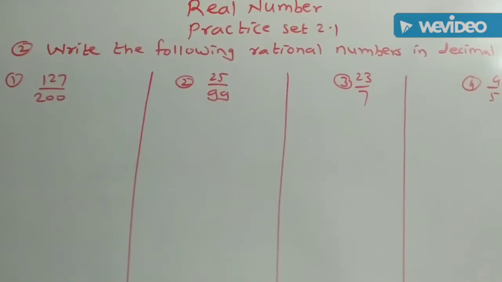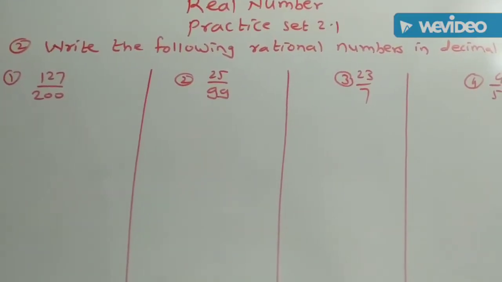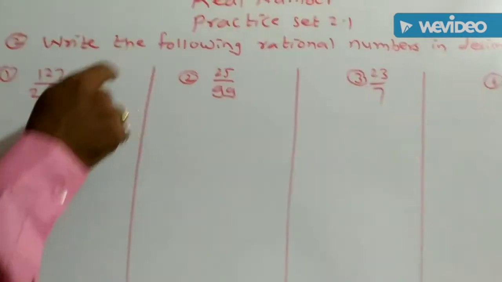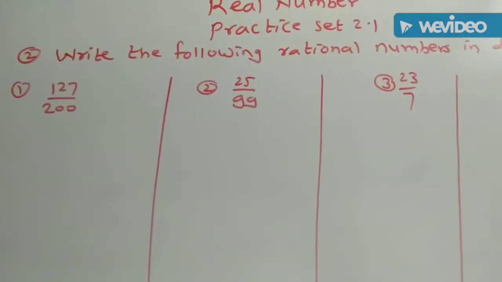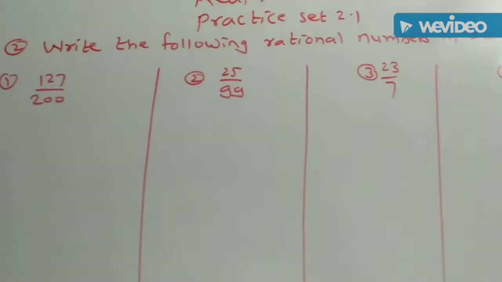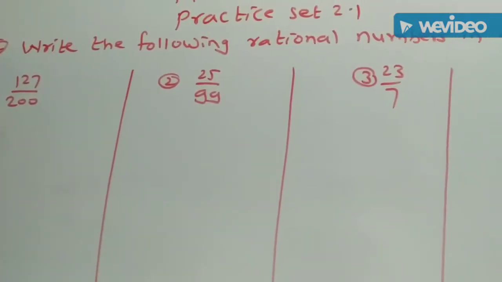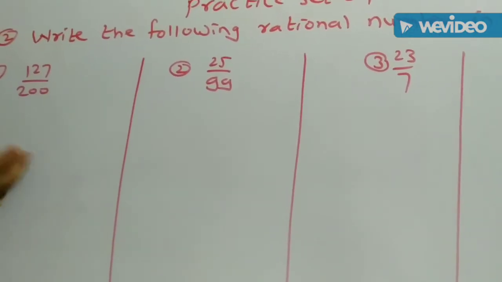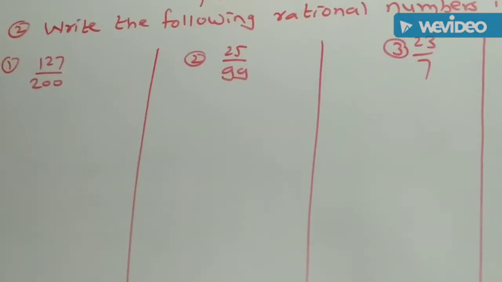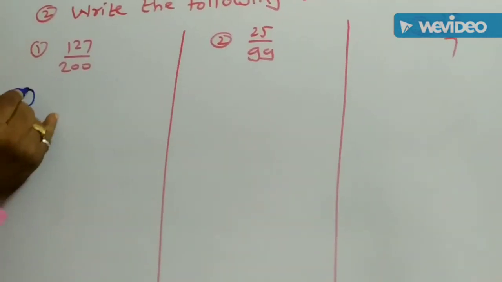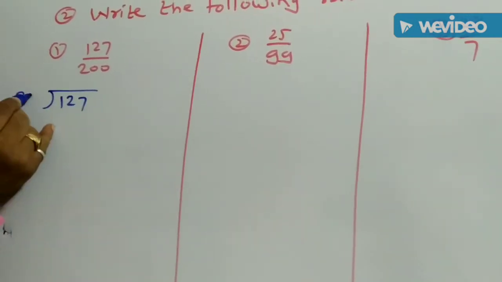Now we will see the second example of the practice set 2.1. Write the following rational numbers in decimal form. That means you have to write the rational number in decimal form as terminating or non-terminating. The first example is given: 127 divided by 200.